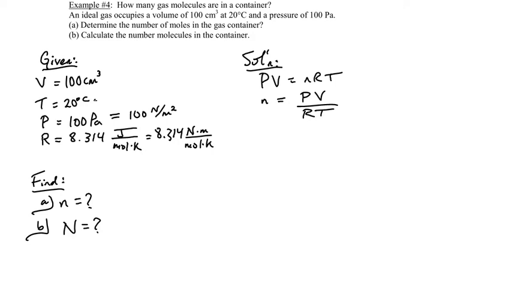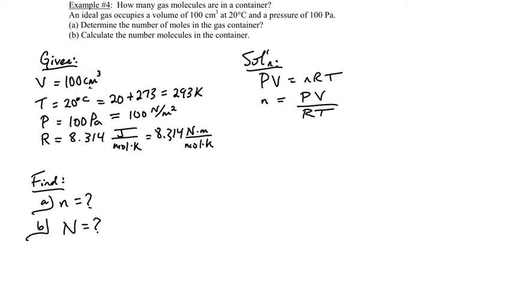They're not in the right units. They've got to be in the right units. The temperature must be in Kelvin, as we learned in the last problem. So to convert this into Kelvin, we're going to need to add 273 to this. So really this temperature is 293 Kelvin. We also need to change our volume to meters cubed.